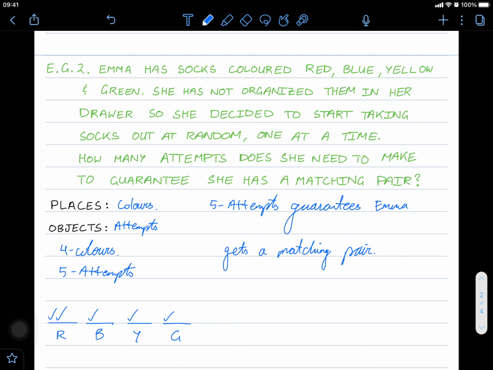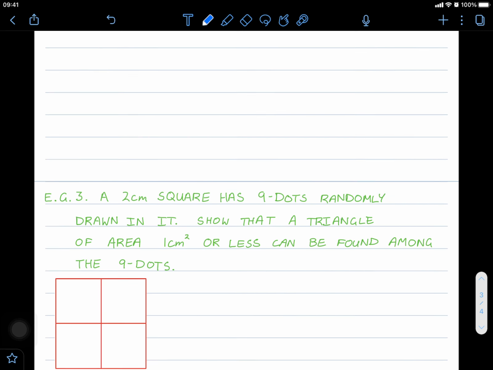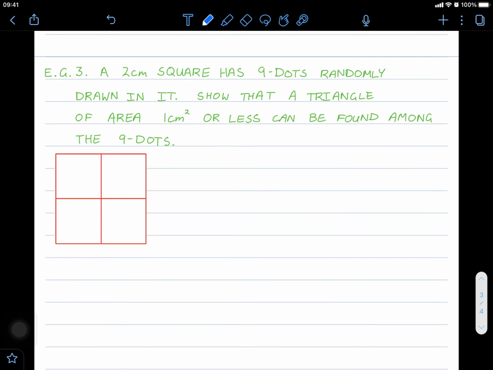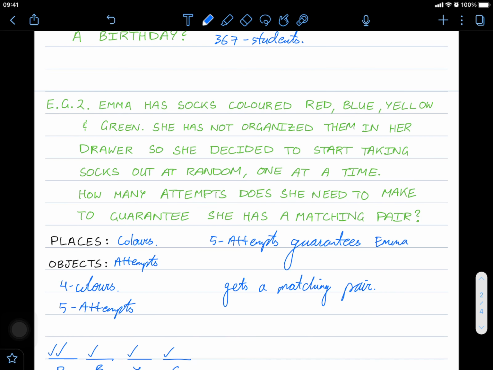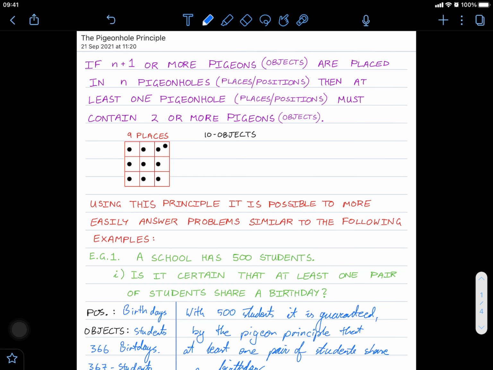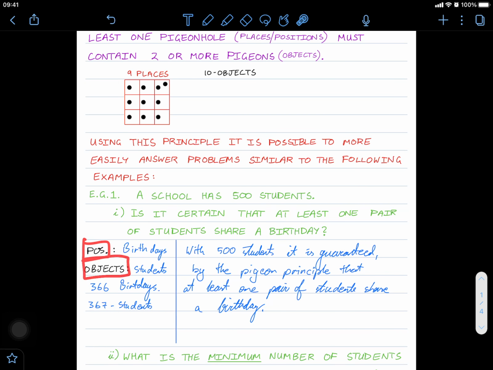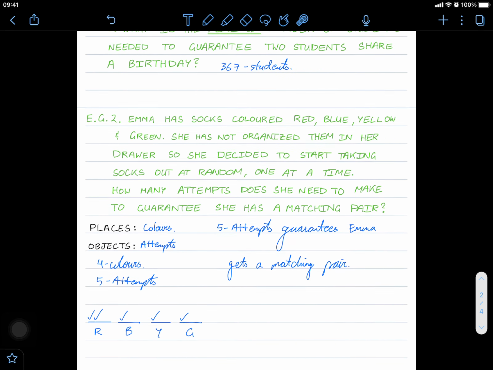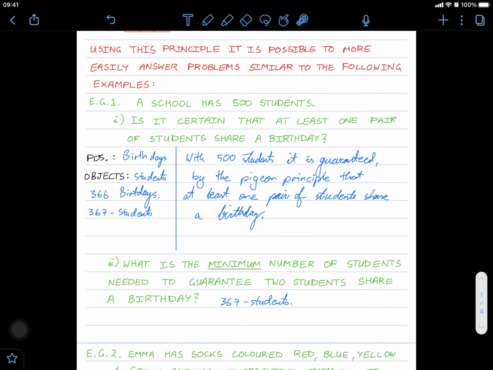Now I've got one last example here, but I'll finish this off in the third video. You can pause it now and give it a go, but I'll see you in the next video where I answer this. Overall, I hope you got an idea of the pigeonhole principle, where we need to first figure out what our positions and what our objects are, and really problem solve our way to solving the question. Hope to see you in the next video. Best of luck.